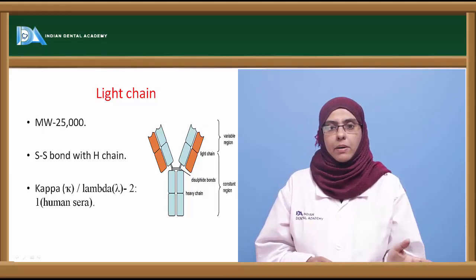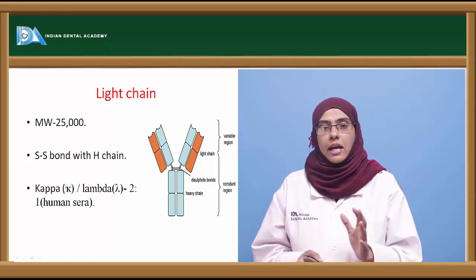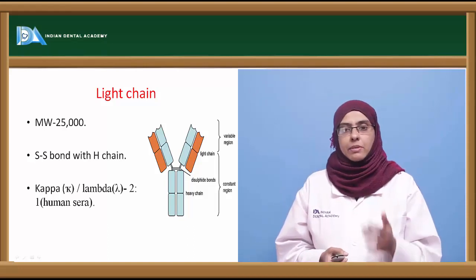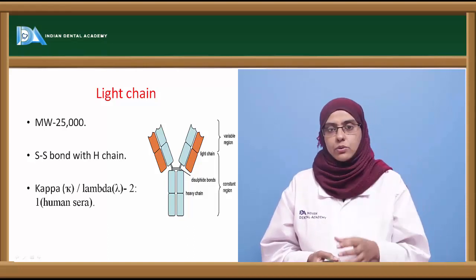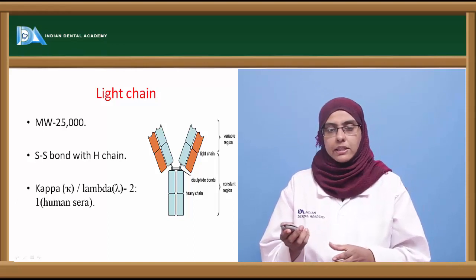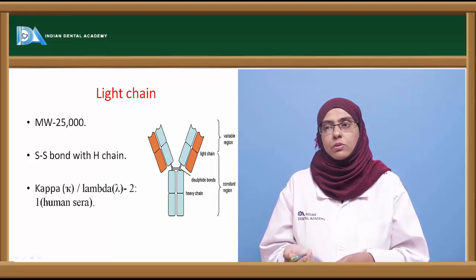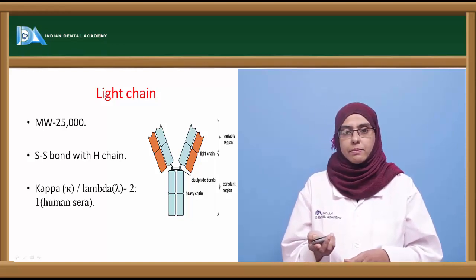It is either kappa or lambda that can be present, and the ratio of kappa to lambda chain in our human body is 2:1. So remember that it is either kappa or lambda that can be present in the light chain, but not both.